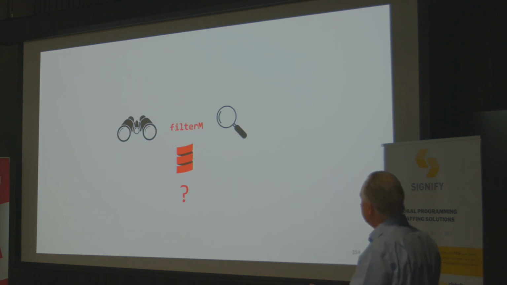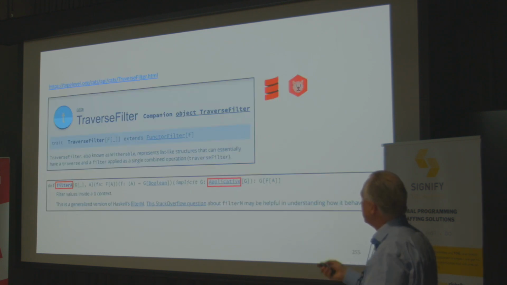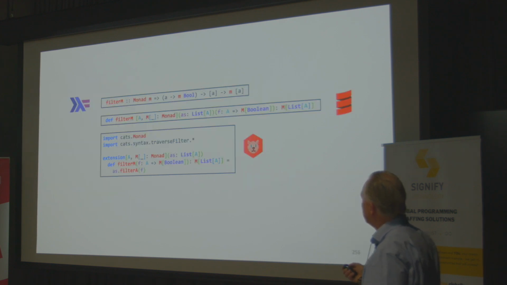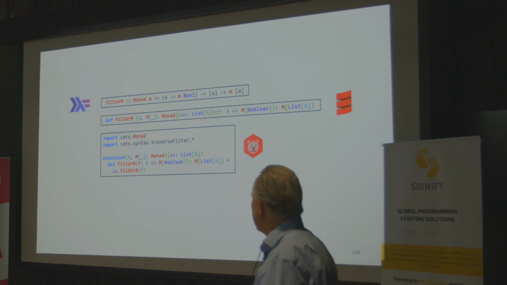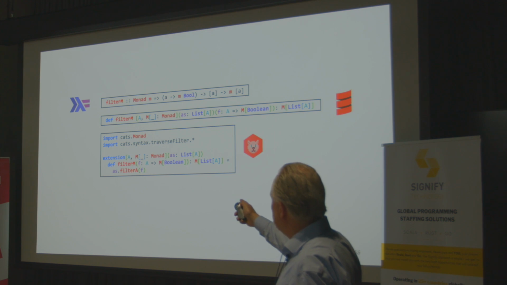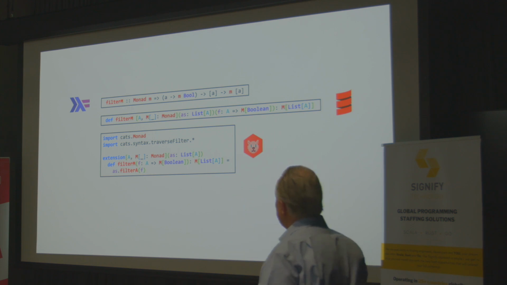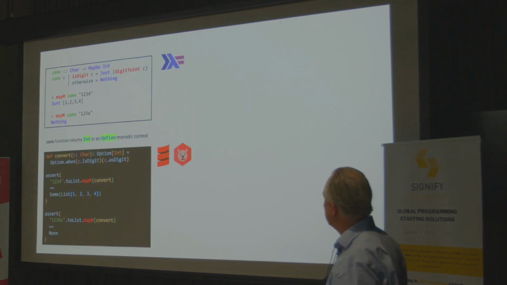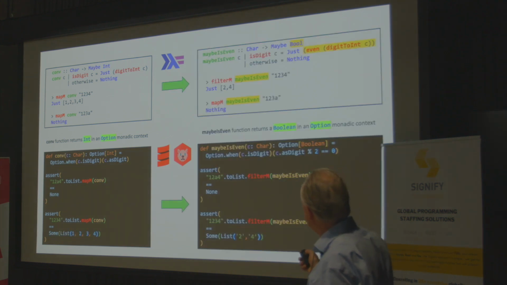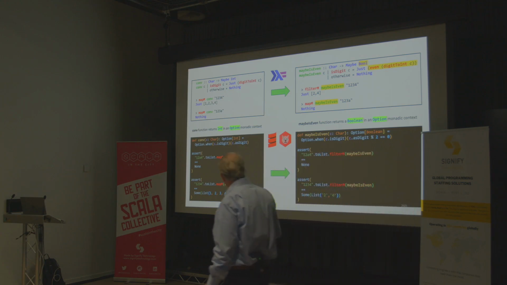And where does filterM live in Scala? We can find a filterA that uses Applicative in Traverse Filter in cats. Again, we can write ourselves some boilerplate that you can ignore. It allows us to define filterM in terms of filterA just for convenience. And let's look at an example, again with the option as the monadic context. So we've already seen this example with mapM. Let's adapt it to serve as an example for filterM.